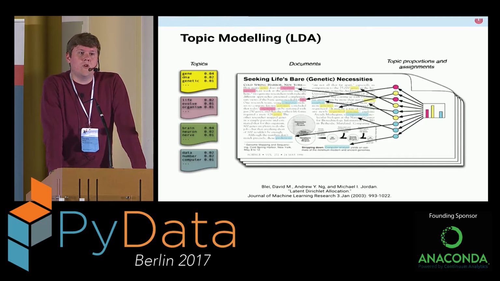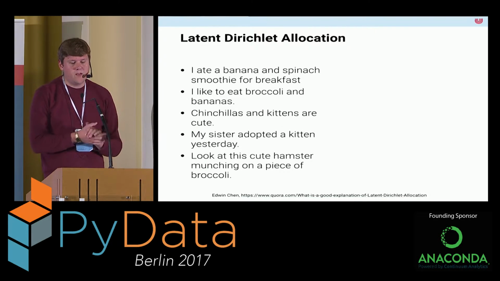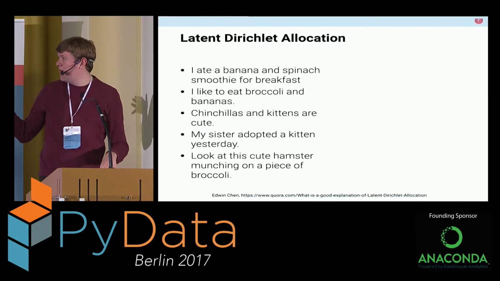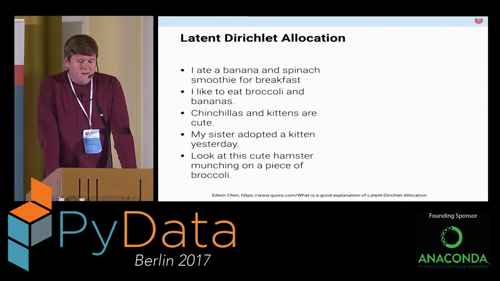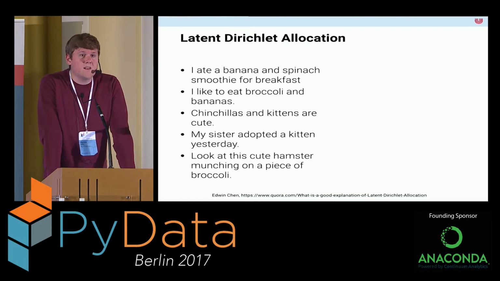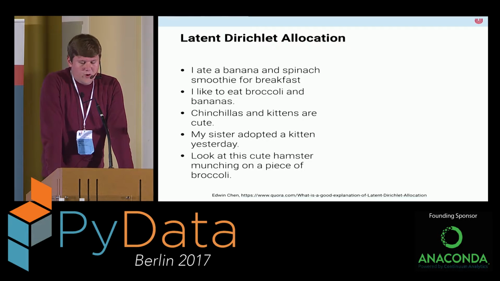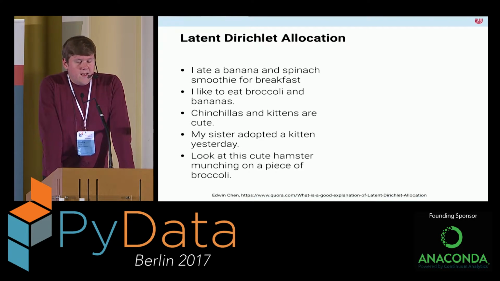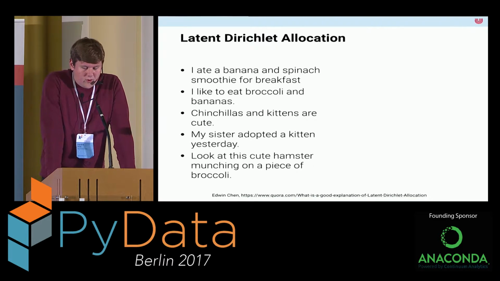And you can then also show which document is associated with which topic. And to make this much more visual, I have this very, very small toy example for latent Dirichlet allocation. And we just pretend we have these 5 sentences. The first one would be, I ate a banana and spinach smoothie for breakfast. The third one, for instance, chinchillas and kittens are cute. And the fifth one, look at this cute hamster munching on a piece of broccoli.